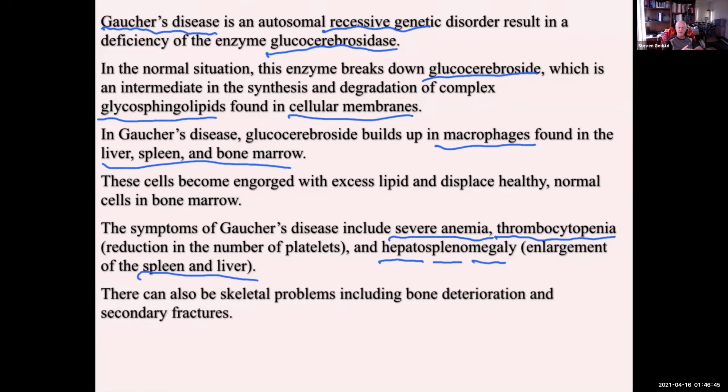There can also be skeletal problems, bone deterioration, and secondary fractures. Secondary fractures just mean the bone fractures in response to something that would not normally cause a fracture, like stepping off a curb.